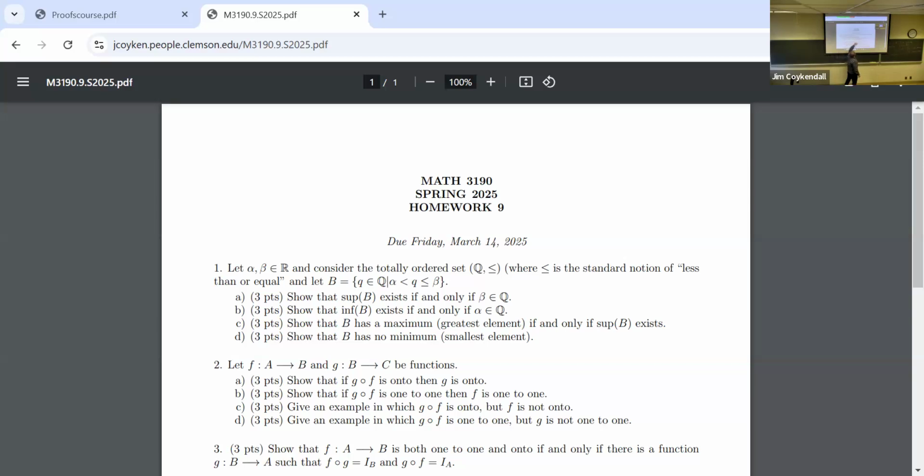Show that B has a maximum or greatest element if and only if the supremum of B exists. And D, show that B has no minimum, period. It's got no smallest.